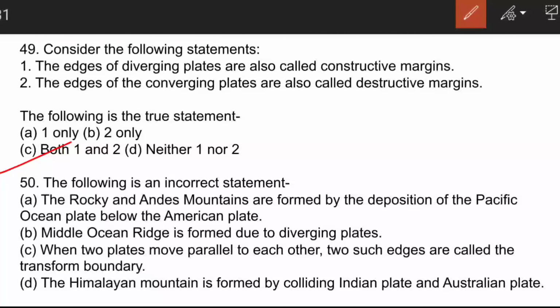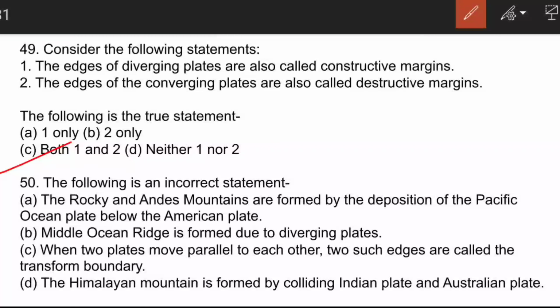When two plates collide with each other, the denser one is subducted below the lighter one. The region where the subduction takes place is known as Benioff zone. This plate margin is also known as consuming plate margin.